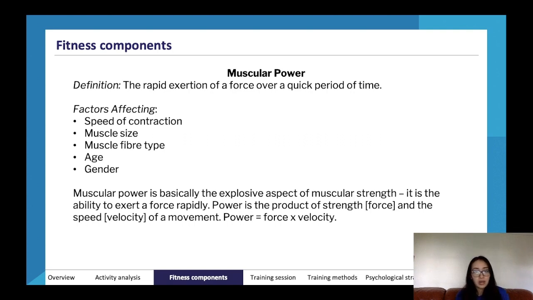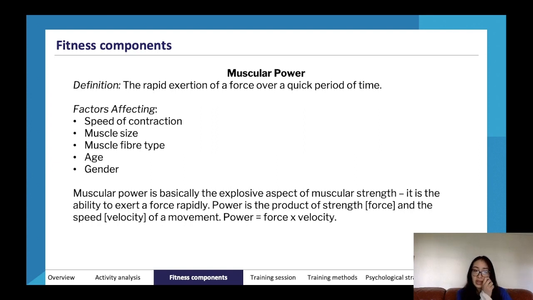comparing the difference. Muscular endurance is sustained contractions over a period of time or sustained repetitive movements. Muscular strength is the peak force which can be developed within a period of time, just the peak strength which develops at a certain time. Muscular power is the rapid exertion of a force over a quick period of time. So it's a very quick movement, a rapid exertion of force.